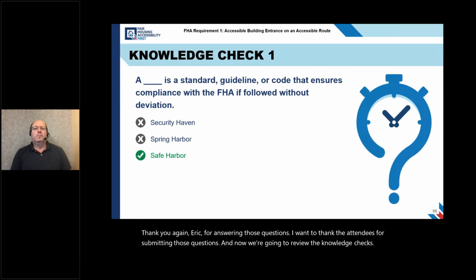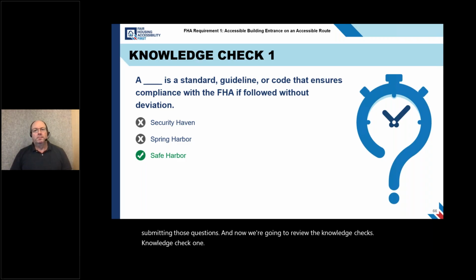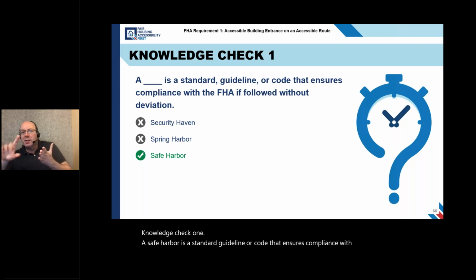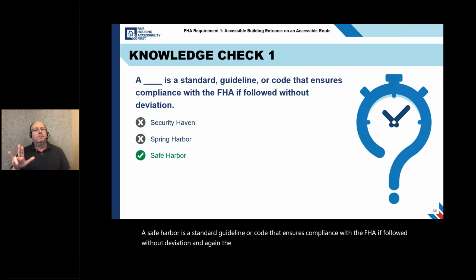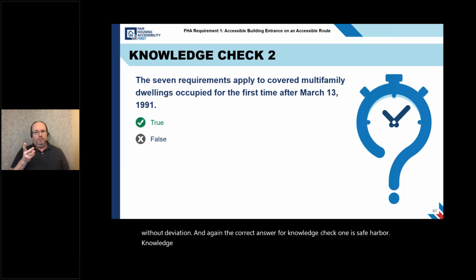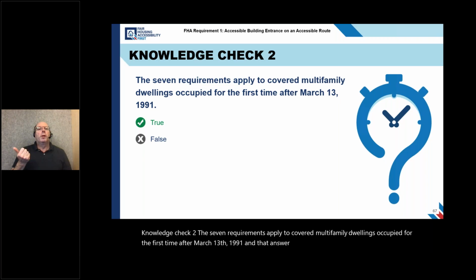Knowledge check 1. A safe harbor is a standard guideline or code that ensures compliance with the FHA if followed without deviation. And again, the correct answer for knowledge check 1 is safe harbor. Knowledge check 2. The 7 requirements apply to covered multifamily dwellings occupied for the first time after March 13th, 1991, and that answer is true.